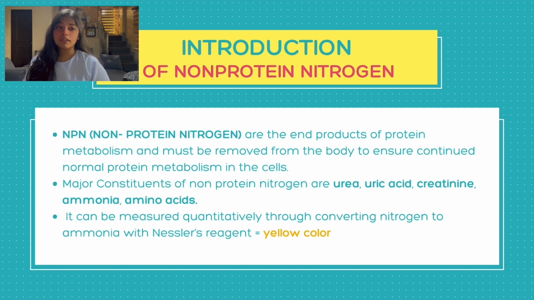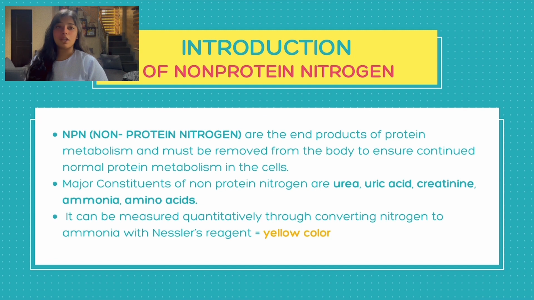It can be measured quantitatively using a spectrophotometer by converting nitrogen to ammonia with the reaction of a nitrous reagent that yields a yellow color. So, it is also considered a complex technique to perform. It can produce accurate results for a total non-protein nitrogen concentration.